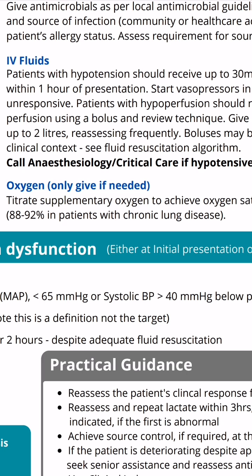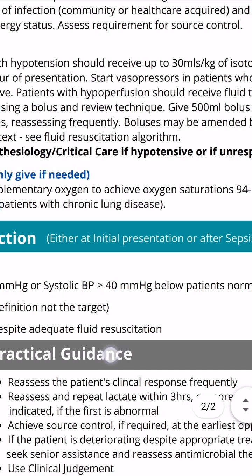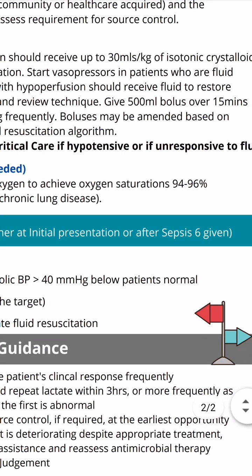Thereafter, after all of these, we will go for the oxygen. Only give if needed. Titrate supplementary oxygen to achieve oxygen saturation 94 to 96. Our aim of giving oxygen, our target, is to give oxygen until the 94 to 96 limits.